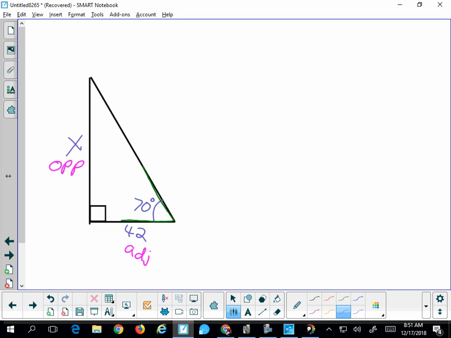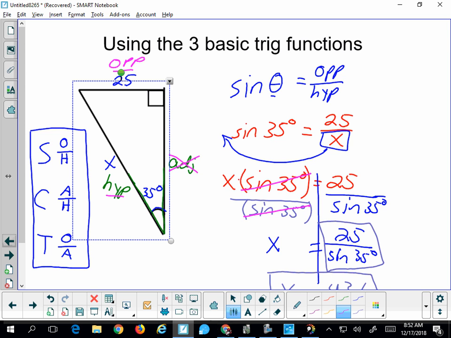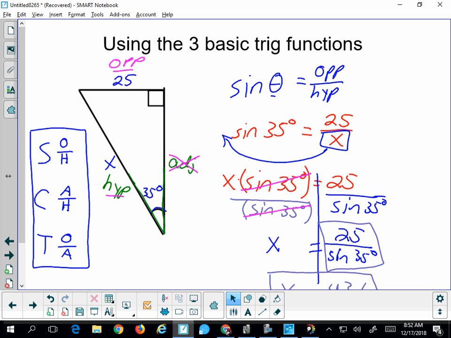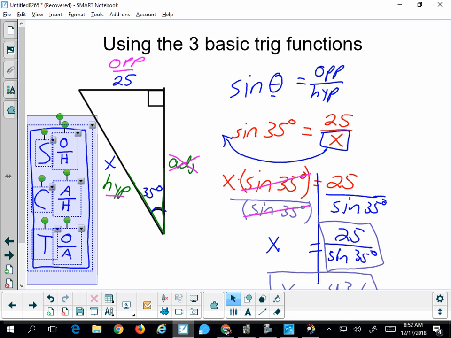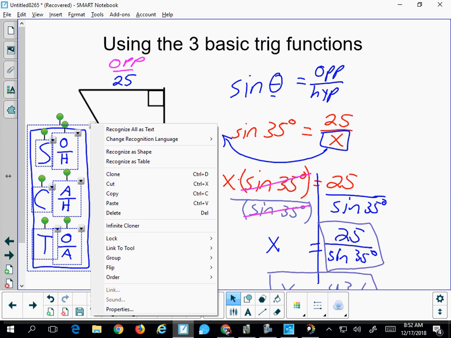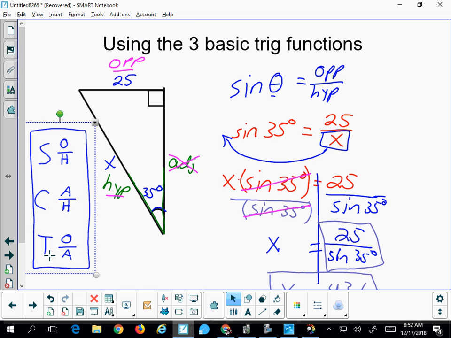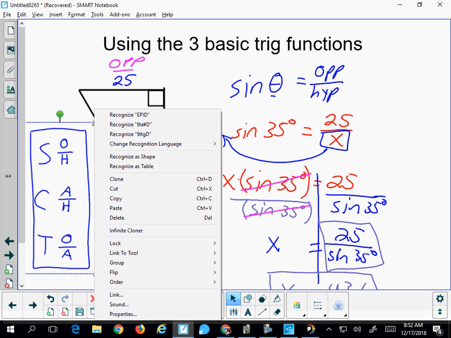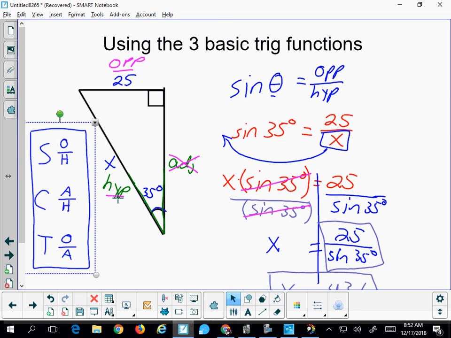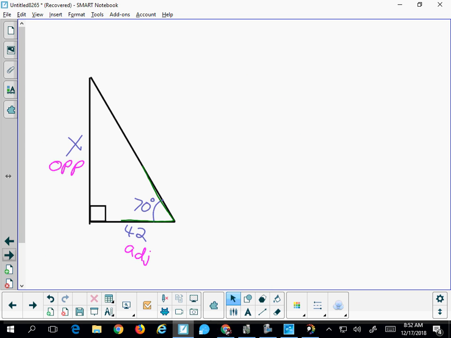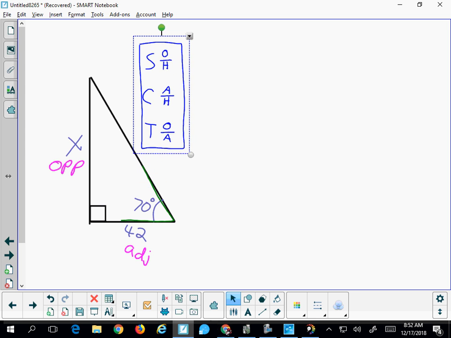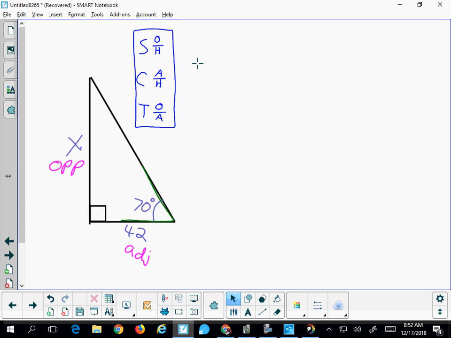Now let's look back at our trig functions right here. In fact, just to save us a little bit of time, I'm going to group this together. Then I'm going to copy it and put it back up here. You don't have to recopy it since it's on your paper. This just makes it easier for us to see it up here.